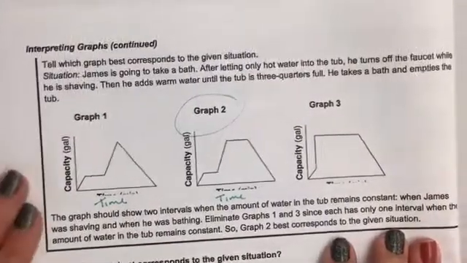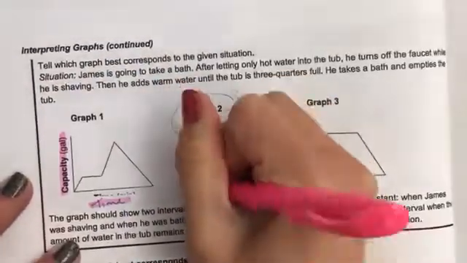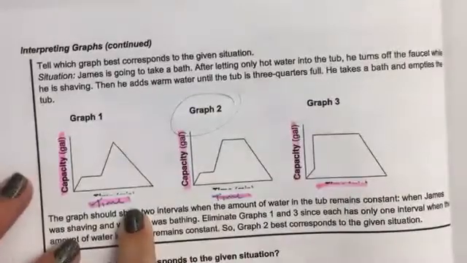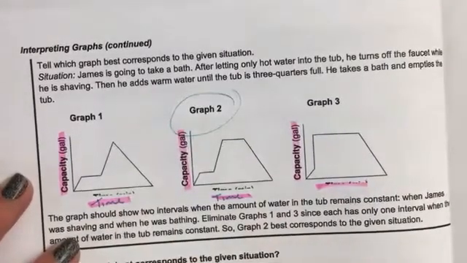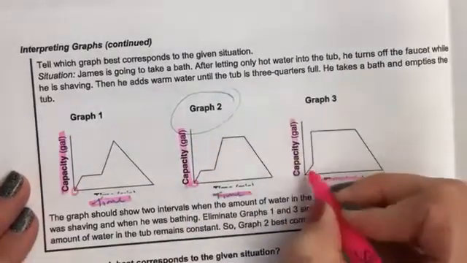Now, the next type of problem, they want you to read the situation and match it to the graph. And I've kind of spoiled this for us. One important thing to do is read your axis labels. They're all the same in this problem, and this is capacity and time. So it's talking about a bathtub. It starts off at 0 on all of them. So that's one important thing to note: where does it start?